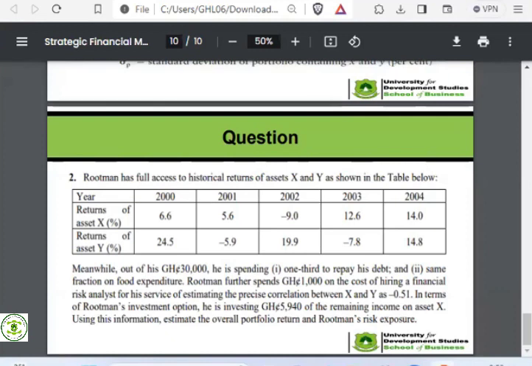Let's break this question down. One, the overall income, which is Y, is 30,000 cedis. And he's spending one third of his income to pay debt. Is that not it? Those online, can they see what is on the board? Okay. Debts.